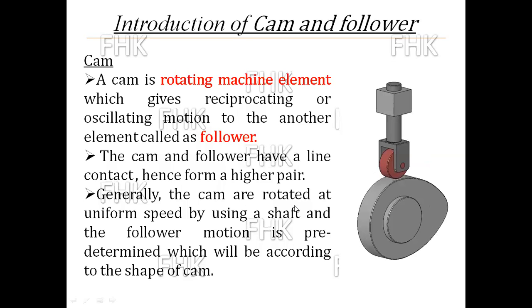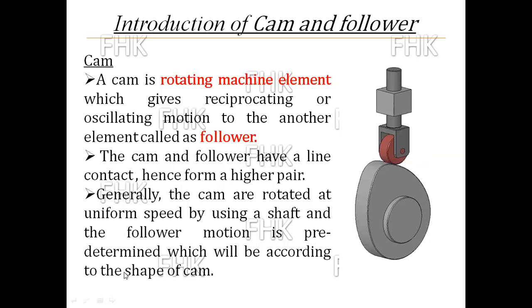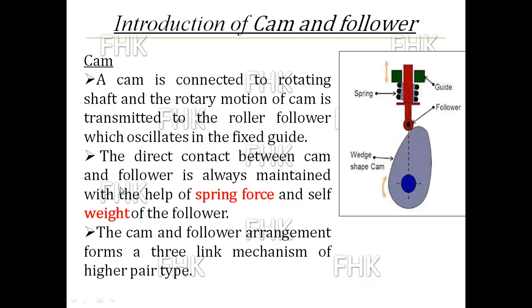Generally, the cam is rotated at uniform speed by using a shaft, and the follower motion is predetermined, which will be according to the shape of the cam. A cam is connected to a rotating shaft, and the rotary motion of the cam is transmitted to the roller follower. In this figure, the follower is of roller type, a roller follower which oscillates in the fixed guide. This is a fixed guide in which that follower is reciprocating.